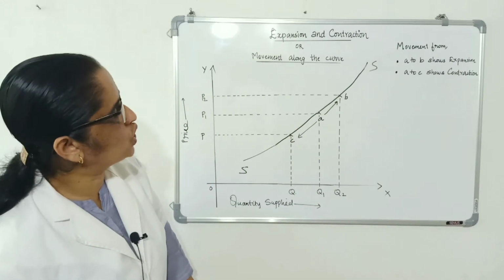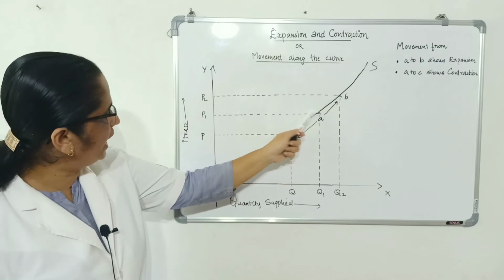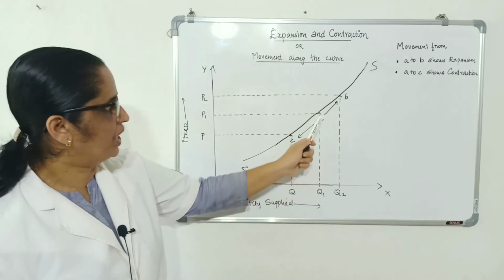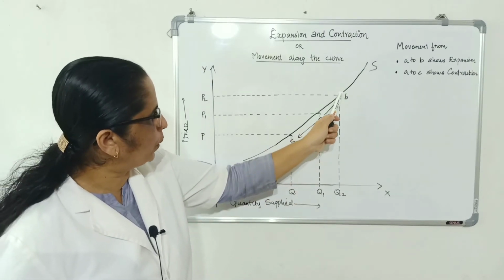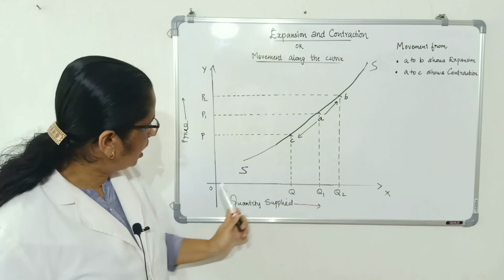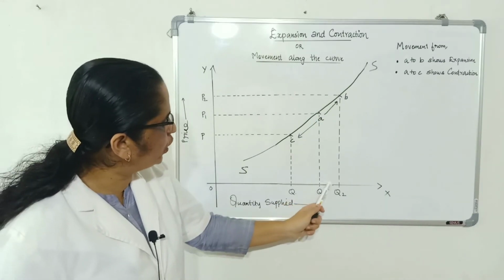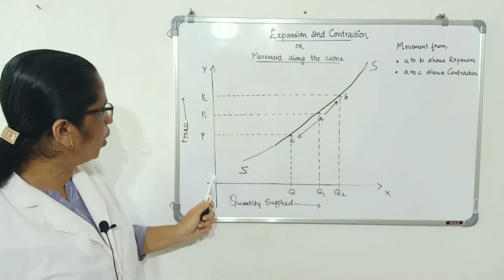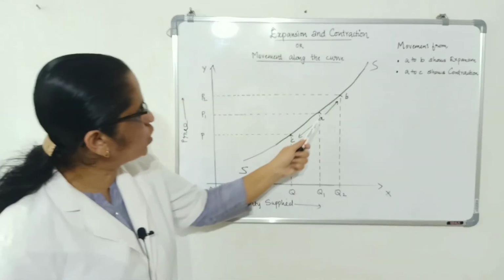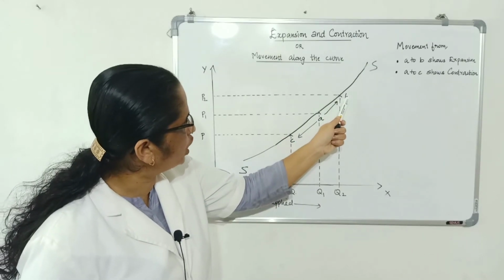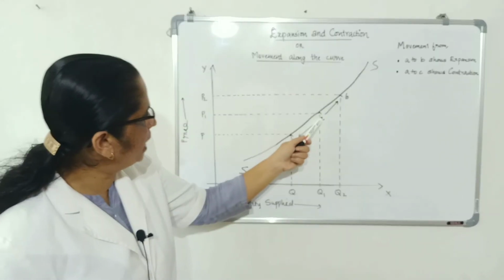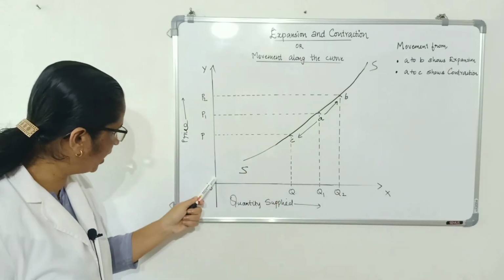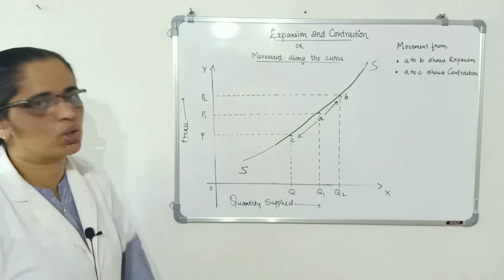Upward movement shows expansion. Point A at OP1 price supplies only OQ1. Upward movement, from A to B. Supply increased from OQ1 to OQ2, here at a higher price, OP2 price. Okay. So, upward movement from A to B shows expansion. Similarly, downward movement from A to C shows contraction. Why contraction? At a lower price.